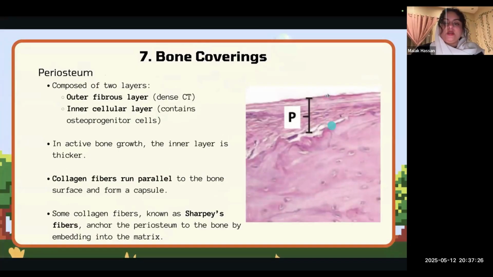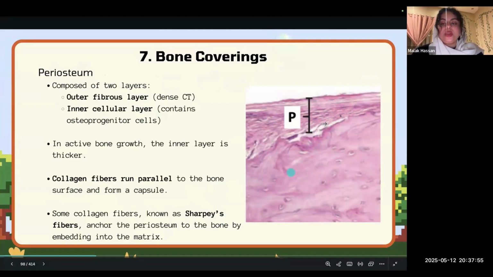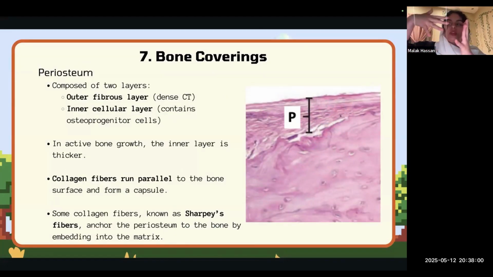Now, what is the periosteum? Like we said, it's very similar to the perichondrium. It has an outer fibrous layer and an inner cellular layer. The outer fibrous layer is dense connective tissue, and the inner layer has the osteoprogenitor cells. Now, when we have bone growth, the inner layer is thicker, and the collagen fibers run parallel to the surface. There are also fibers called Sharpey's fibers, which anchor the periosteum to the bone by embedding into the matrix. So they go through the bone, connecting the periosteum to the bone.